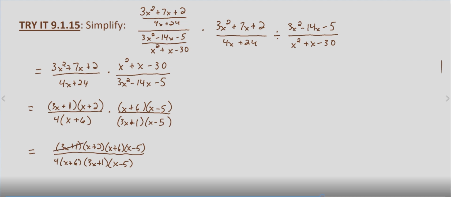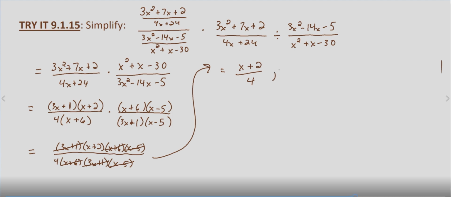So 3x plus 1 cancels. x plus 2 is only in the numerator, so it does not. x plus 6 cancels, and then x minus 5 cancels. So that leaves us with a solution of x plus 2 over 4. And it didn't look like we were going to get that simplified of a solution when we first started, but when we factor and cancel like terms, we do end up with that.